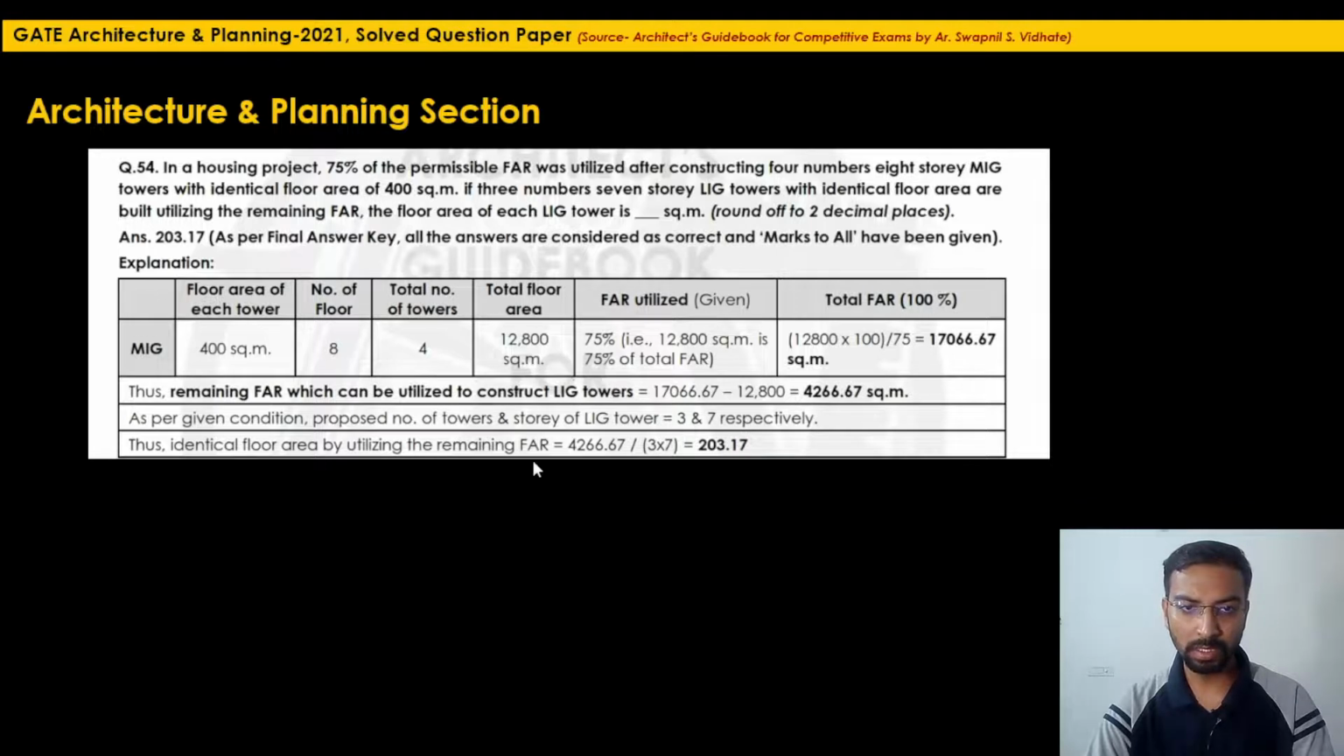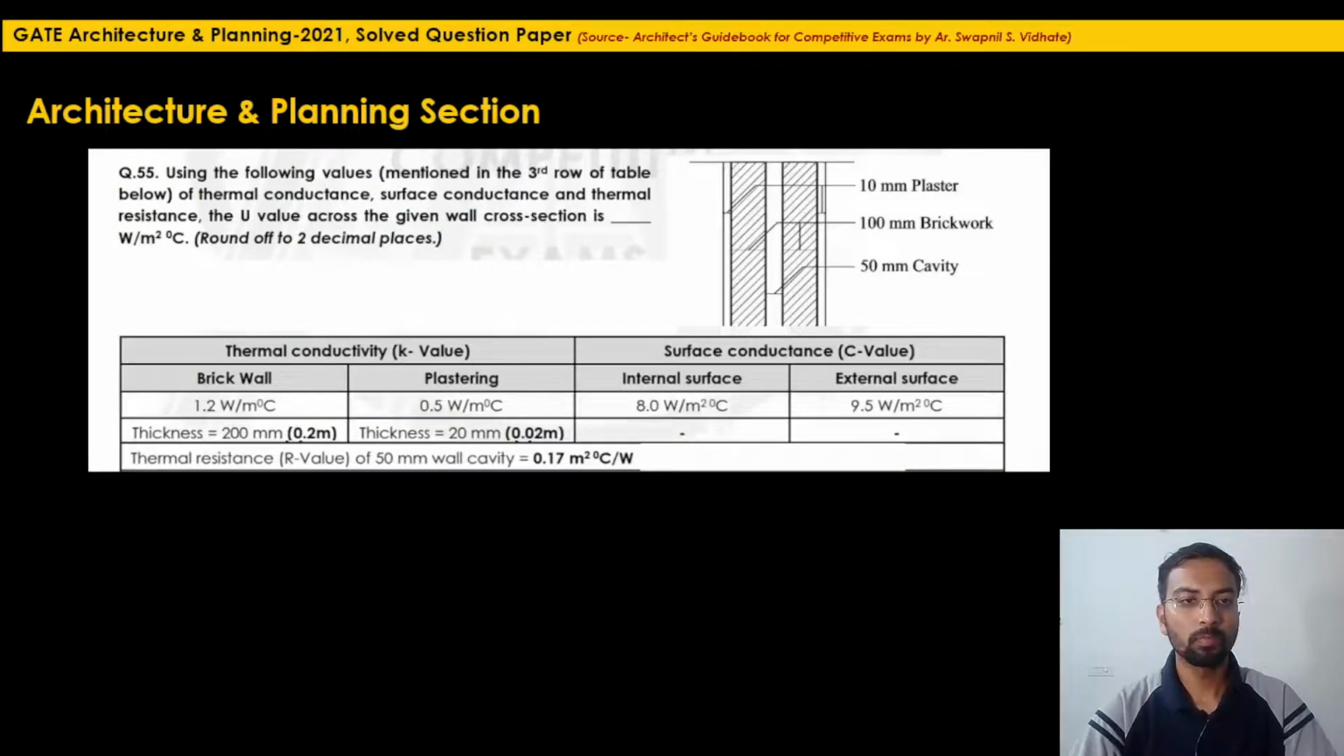So basically in just 4 rows you have found the final answer. So here the answer will be 203.17. As per the final answer key, they have considered all answers as correct and marks have been given to all. So again, this was a simple question of 2 marks. So here we have achieved a total of 72 marks.